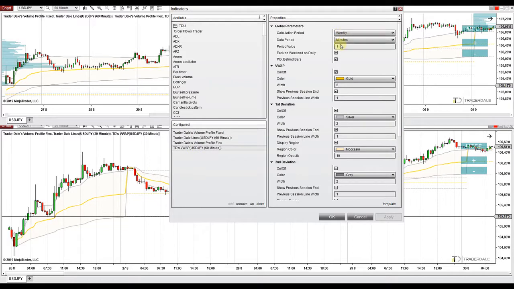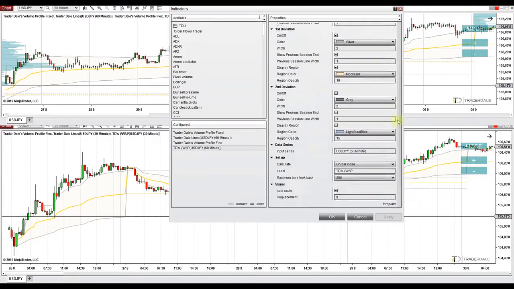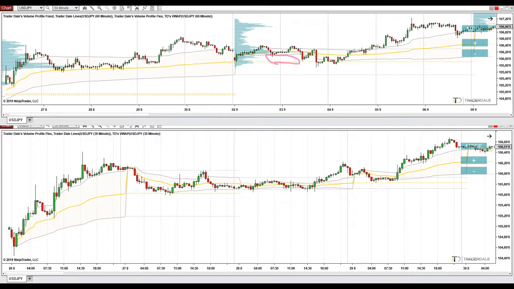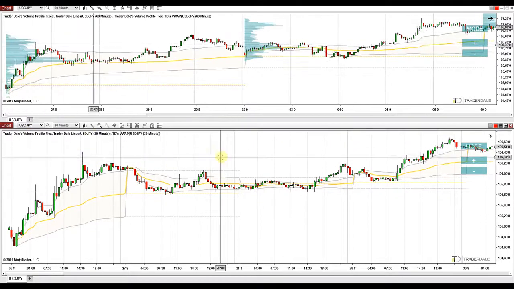Weekly VWAP. There's a 1-minute period value. All the settings are default. Only the second deviation is off. So that's this chart. And the chart below is a 30-minute chart, also US dollar Japanese yen.